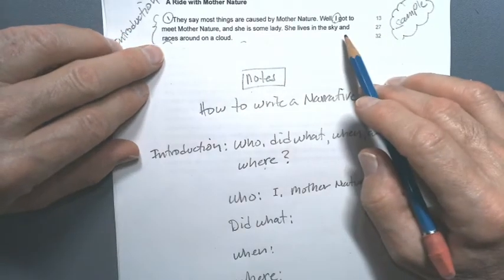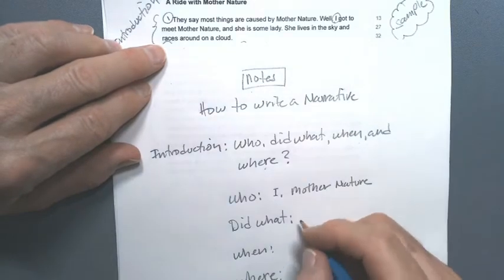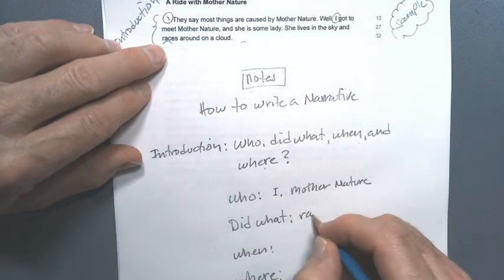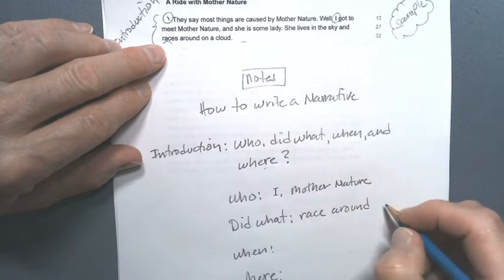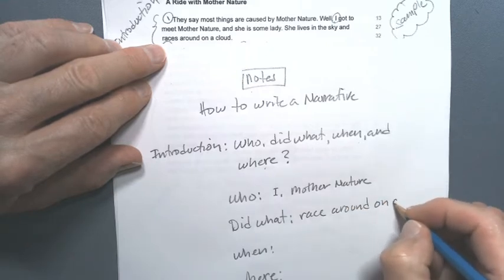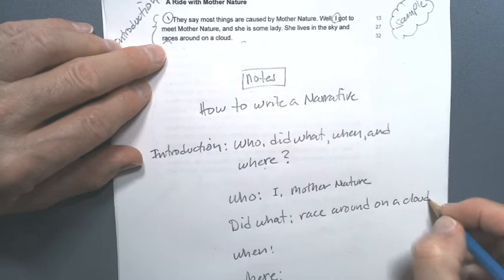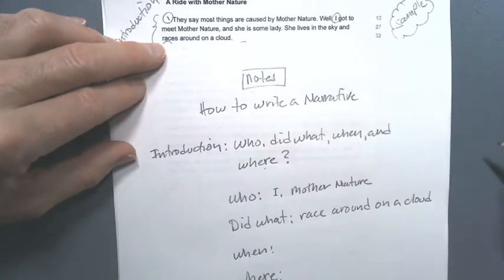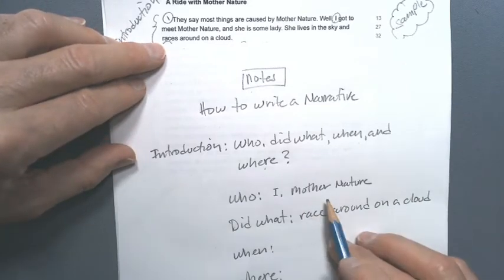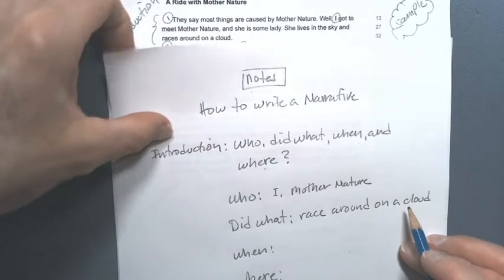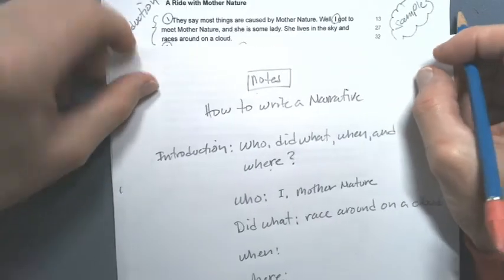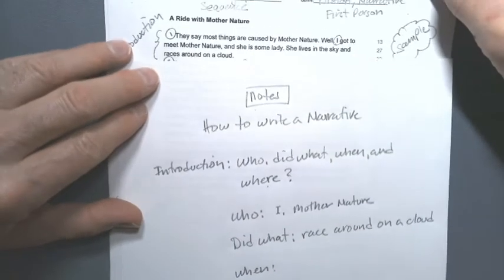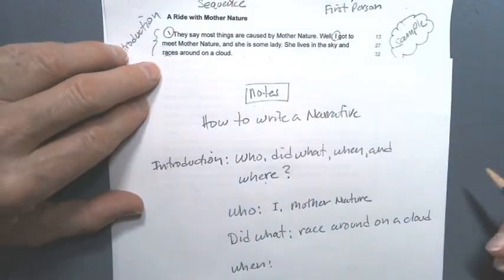That's the who part. Did what? She lives in the sky and races around. They're going to, did what? They're going to race around on a cloud. Okay, so it's him and Mother Nature racing around a cloud. It didn't take the whole story for us to know that. We know that right in the introduction. Okay, let's look a little bit further.